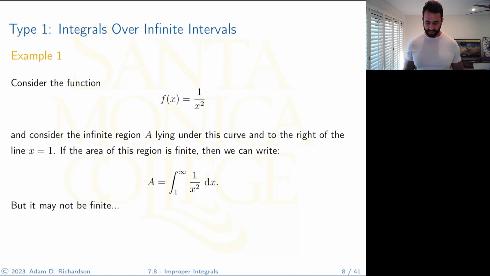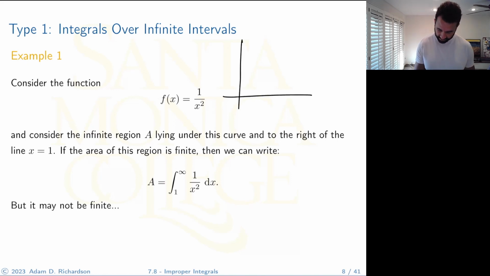All right, so here's how we do it. Let's consider the function 1 over x squared. Classic function. This is one that you should have memorized. You should be able to see the picture in your head when you see it. And let's just consider the region A that's under this curve and to the right of the line x equals 1. So in particular, we're looking at the area of this region. I guess maybe I will draw a quick sketch of it up here. Here we go. This is 1 over x squared. Here is 1. And this is the area that we're looking at.